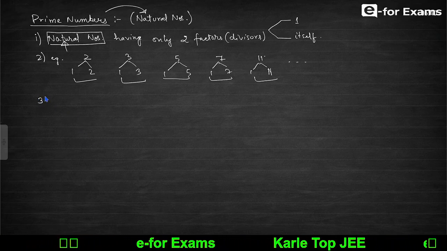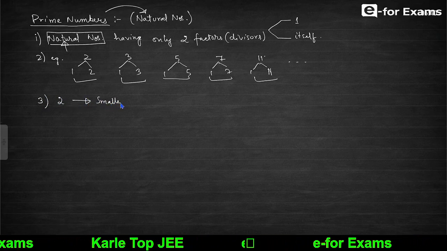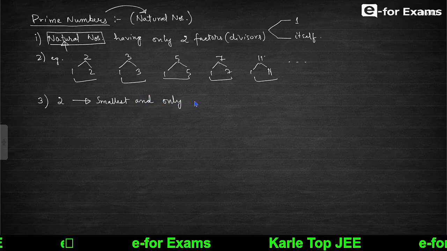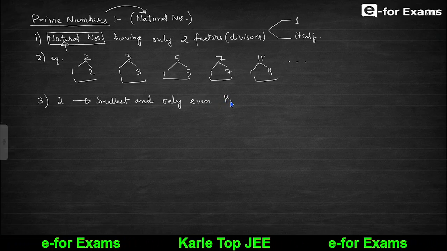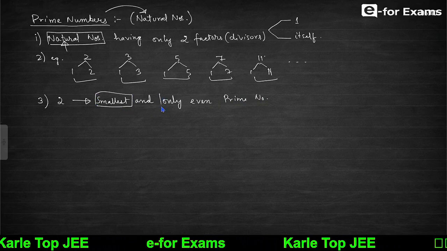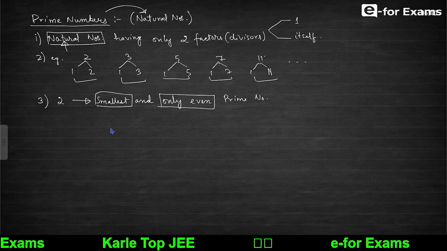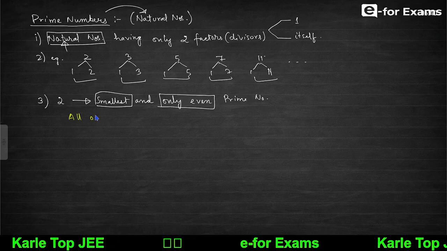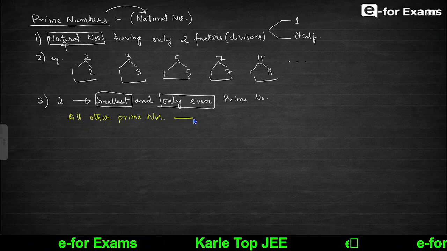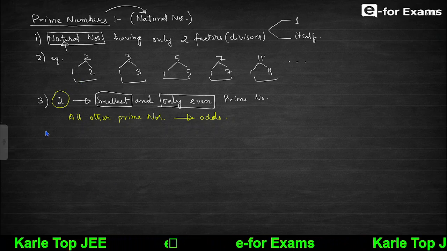Point number 3. 2 is the smallest and only even prime number. Remember this. It is the smallest as well as the only even prime number. All other prime numbers are odds. Except 2, all prime numbers are odds.